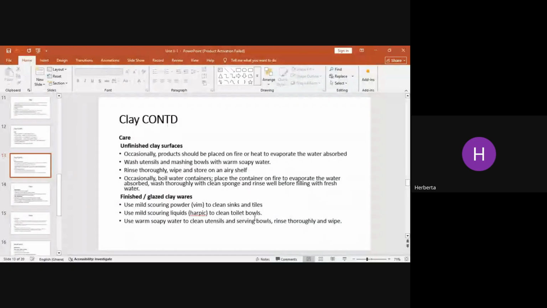So that is how to clean the glazed clay. We have different brands. All these are bleaching agents. The Vim, the Harpic, and all those ones are bleaching agents. The most important thing is for the stain to be out of it. Then we have the unfinished clay surfaces.